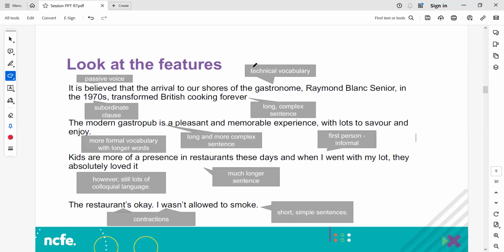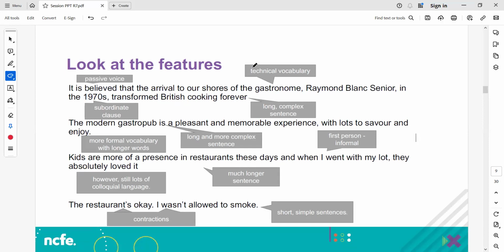So the passive voice, which we'll look at shortly: "It is believed that the arrival to our shores of the gastronome". So we've got that technical vocabulary. "Raymond Blanc Senior in the 1970s", so we've got a subordinate clause as well, "transformed British cooking forever." We've got a long, complex sentence, very formal. "The modern gastropub is a pleasant and memorable experience with lots to savour and enjoy." We've got some formal vocabulary, longer words. The sentence itself is long and more complex than the ones that come next.